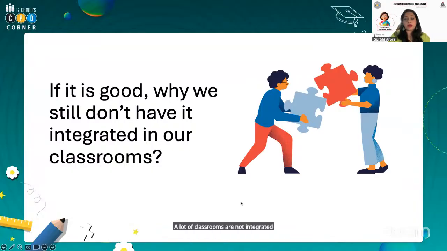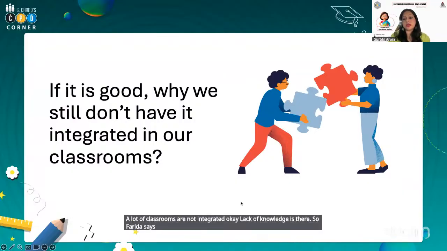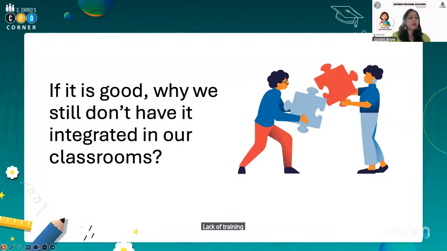Okay. Lack of knowledge is there. Farida says lack of resources is one answer I'm getting. Lack of knowledge, lack of training, lack of planning is another thing that I am actually getting as an answer.